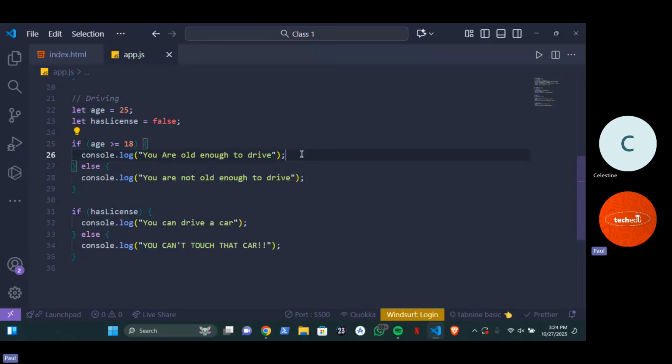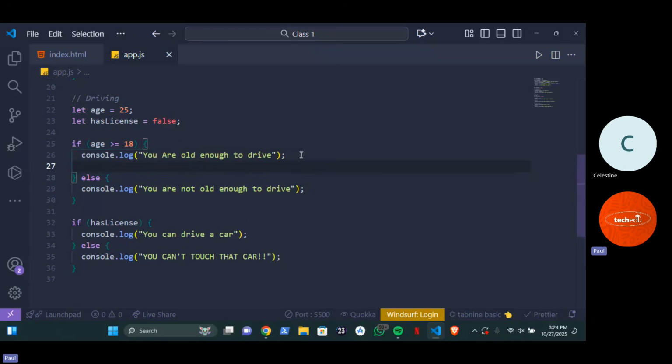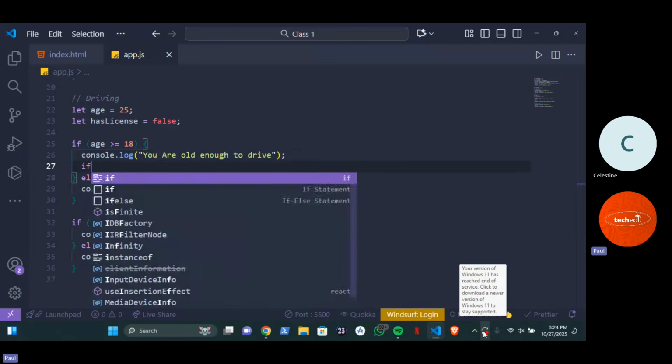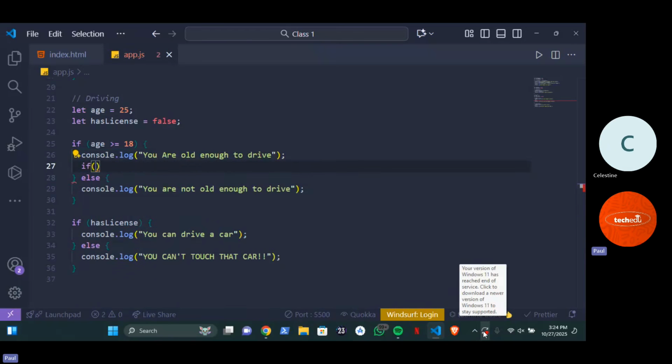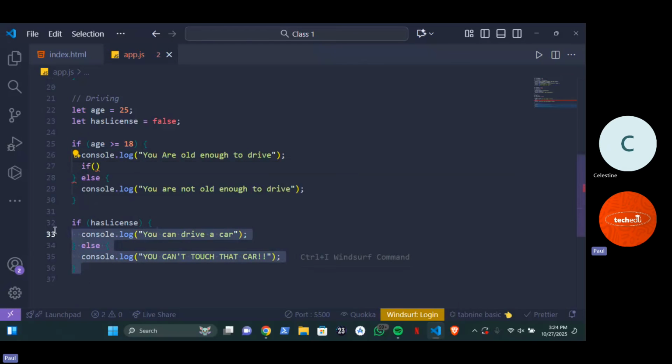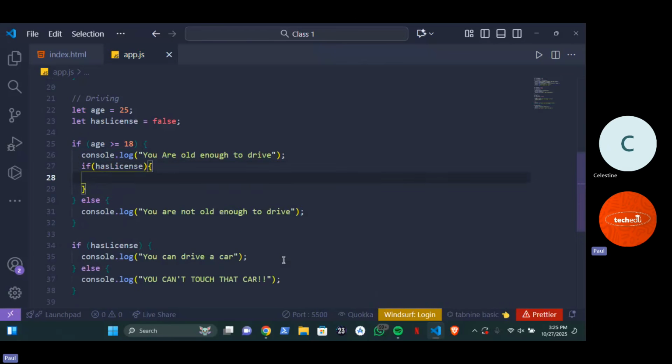Inside this same code block, I can now also have the condition for the license. So I can say, if this same person is one person, right? Because right now, you're trying to create two separate functions for different people. But now, if this same person has a license, yes, you know the person is older than 18. But if this same person has a license, what do you want? You can now drive a car.